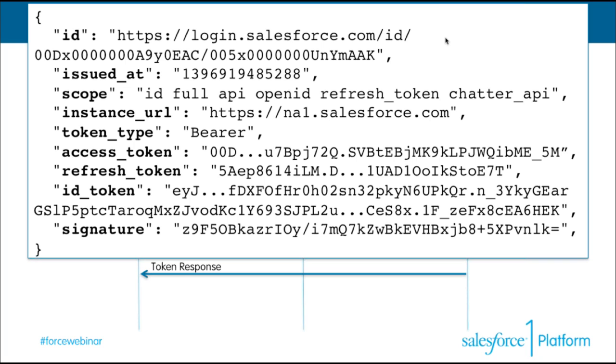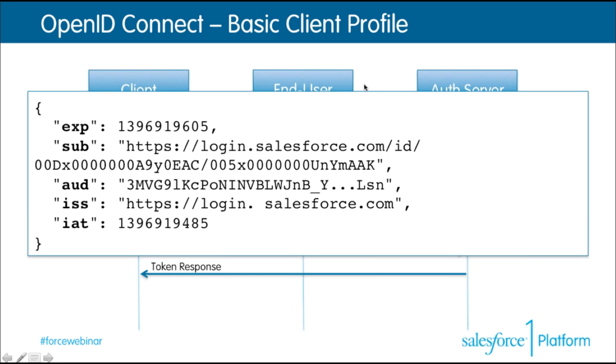And if we base64 decode that payload in the middle, we actually see the core of this ID token. So this is what we're passing around that actually represents an identity. It's got an expiry time. It's got a unique URL referring to the subject, that's the end user. If you're familiar with Salesforce, you might recognize an organization ID and a user ID in that URL, so that uniquely pins down this user.